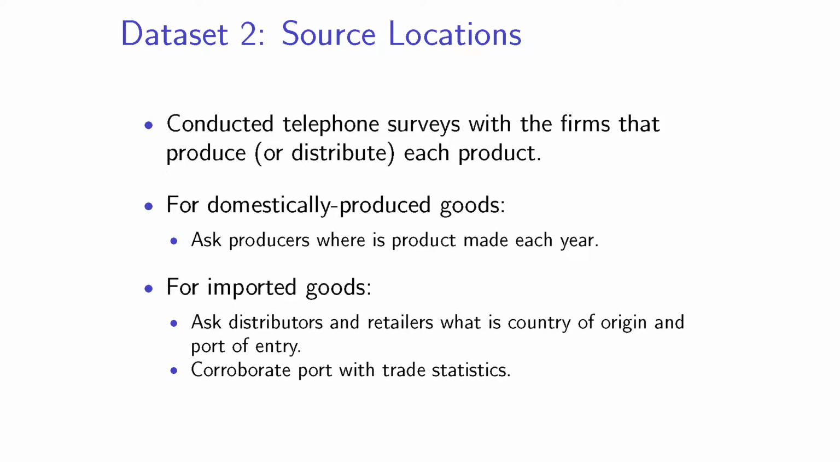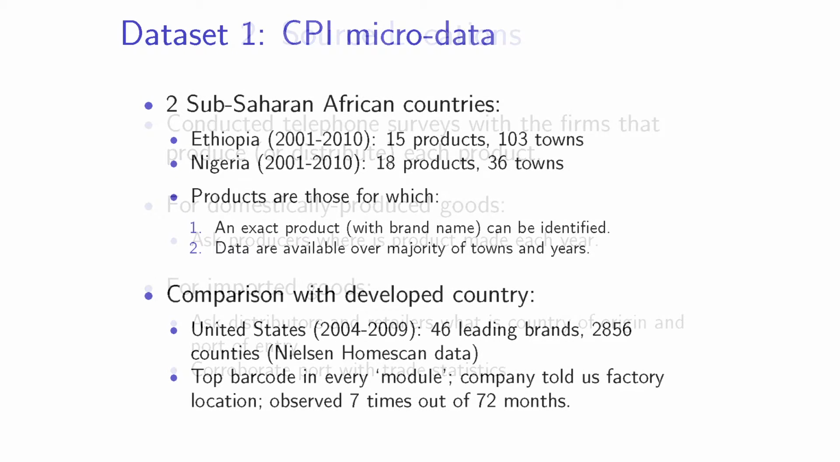This was just a simple matter of a telephone survey with a follow-up of firms that make these products. 15 products in Ethiopia, 18 products in Nigeria. Simple telephone survey to the manufacturers of those products, with the importers of those products, and also corroborated with market traders to check that they agreed on what the firms had told us, and then phone surveys in the US to the makers of certain barcodes.